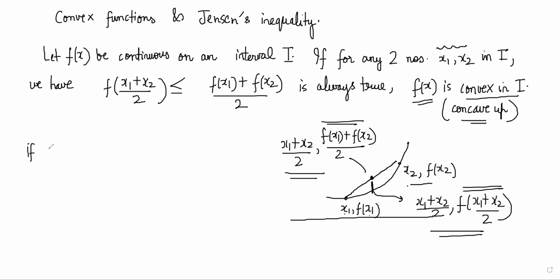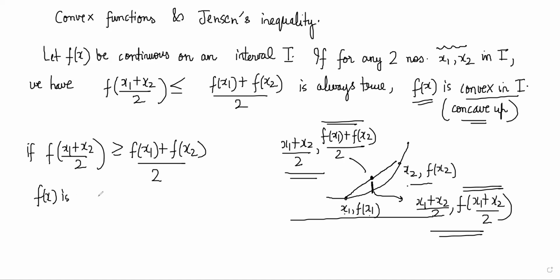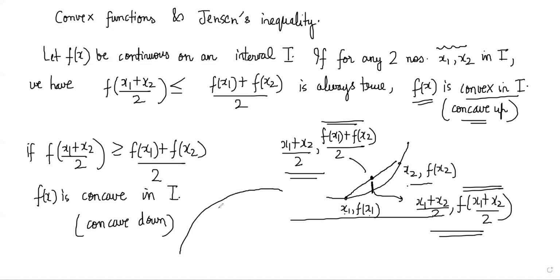And if the opposite is true, f of (x1 plus x2) by 2 is greater than or equal to (f of x1 plus f of x2) by 2, then we say that f of x is concave in that interval, or we say that it is concave down. The shape of the function's graph will be like this. This is concave down and this is concave up, or convex function, and this is a concave function, right?